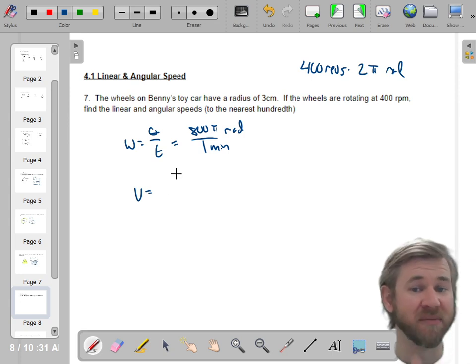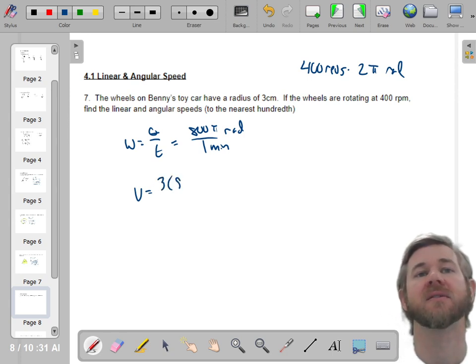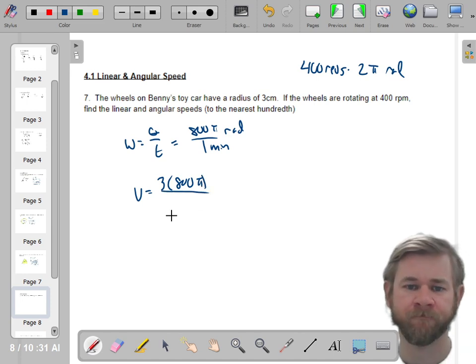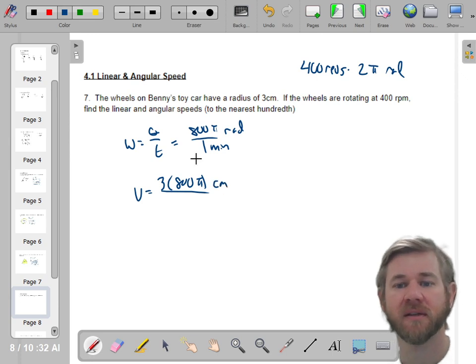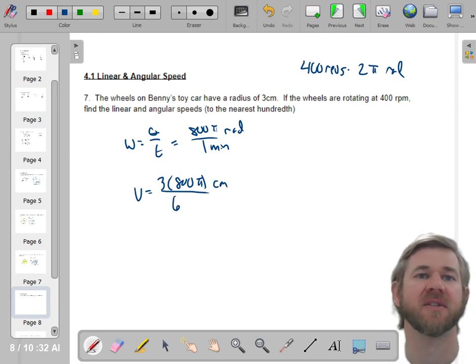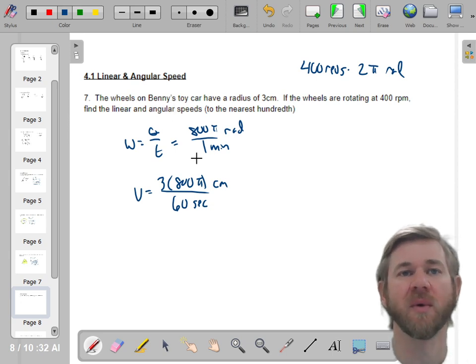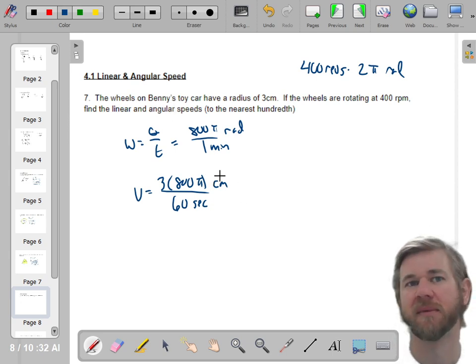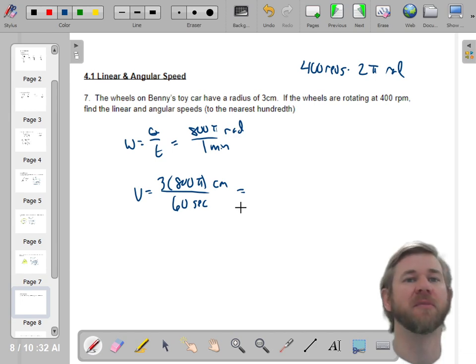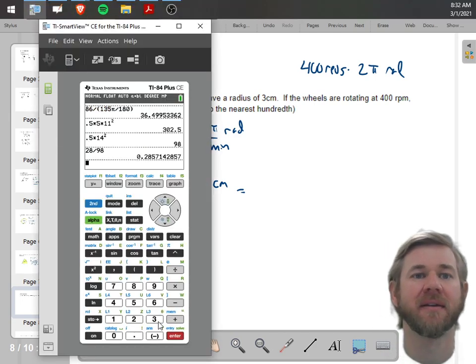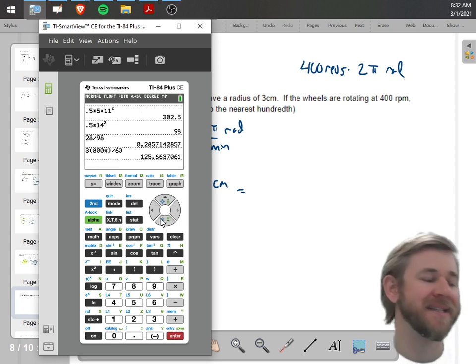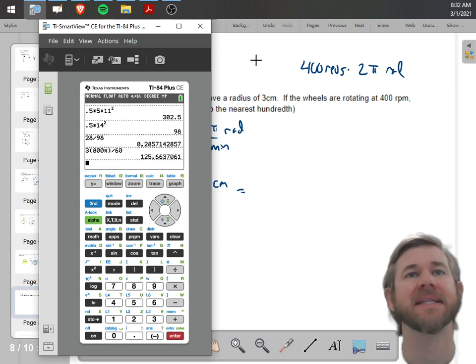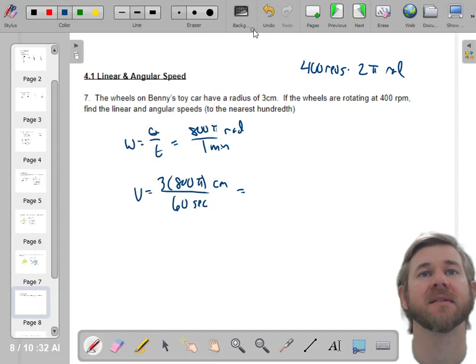Now let's find the linear speed. So when we do that, we just multiply by the radius, 3. So 3 times 800 pi over 1 minute. Let's see, this is going to be centimeters. Let's go centimeters a second, so 60 seconds. I'll normally tell you what I want your units to be, but I'll just say I want it to be centimeters a second now. So instead of 1 minute, I'm going to put 60 seconds, and now I just type this in my calculator. 3 times 800 pi, make sure you use the pi button, divided by 60 seconds. And my answer will be in centimeters a second. So 125.66. This is nearest hundredth.